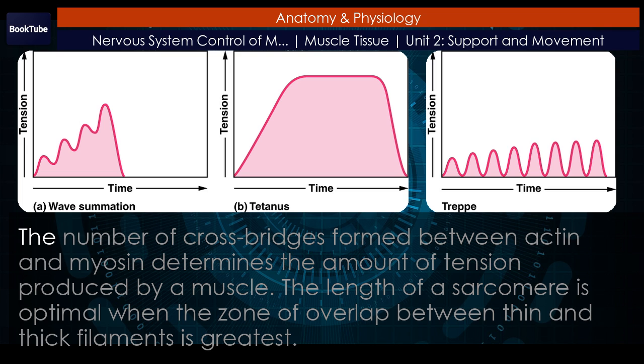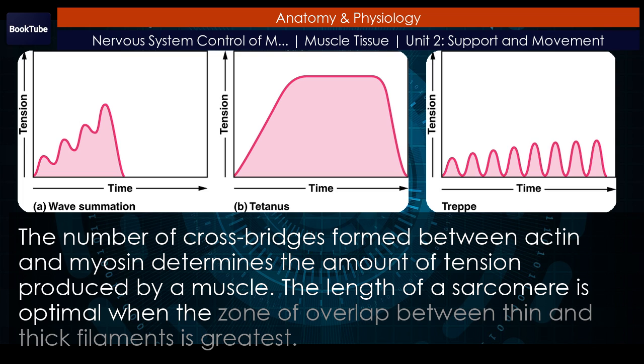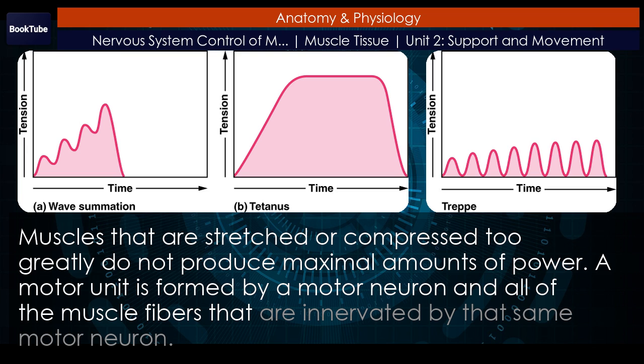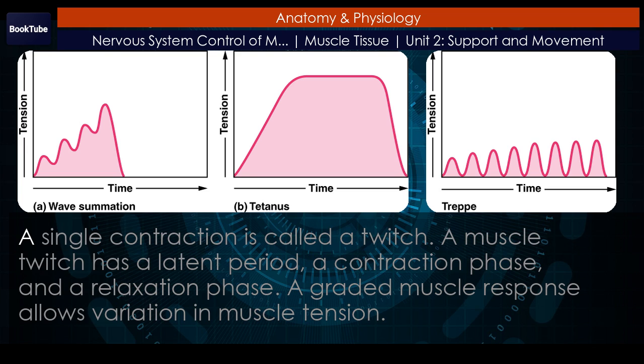Chapter review. The number of cross bridges formed between actin and myosin determines the amount of tension produced by a muscle. The length of a sarcomere is optimal when the zone of overlap between thin and thick filaments is greatest. Muscles that are stretched or compressed too greatly do not produce maximal amounts of power. A motor unit is formed by a motor neuron and all of the muscle fibers that are innervated by that same motor neuron. A single contraction is called a twitch. A muscle twitch has a latent period, a contraction phase, and a relaxation phase.